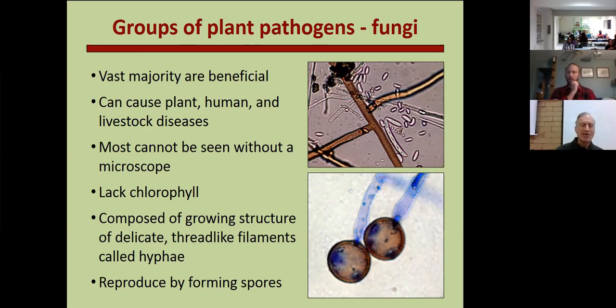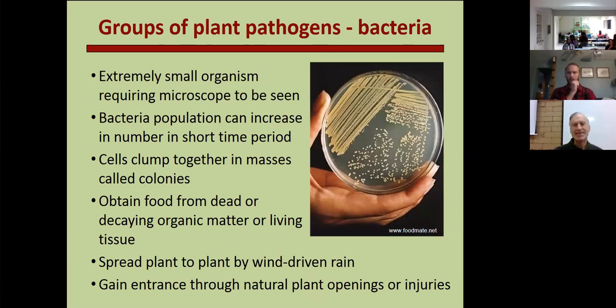So most of a fungus is small, thin, thread-like filaments. In the picture in the upper right corner, the brown things are the fungus filaments. Fungi reproduce by forming spores. And the lower right picture shows some spores. Different kinds of fungi produce different kinds of spores.